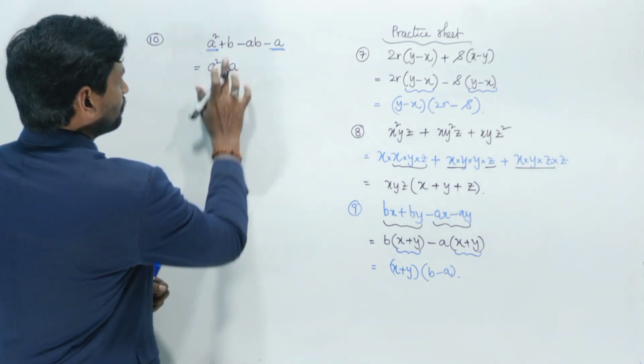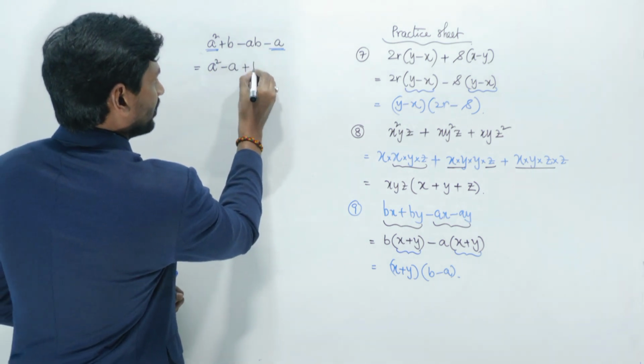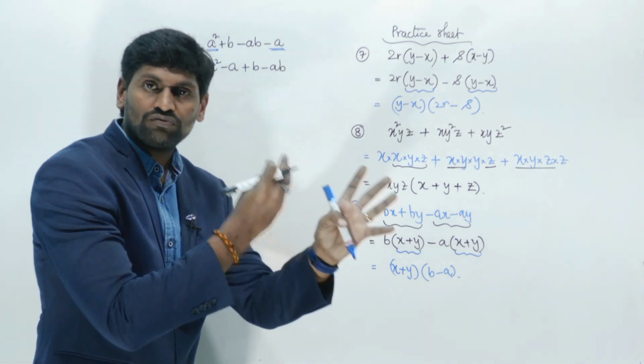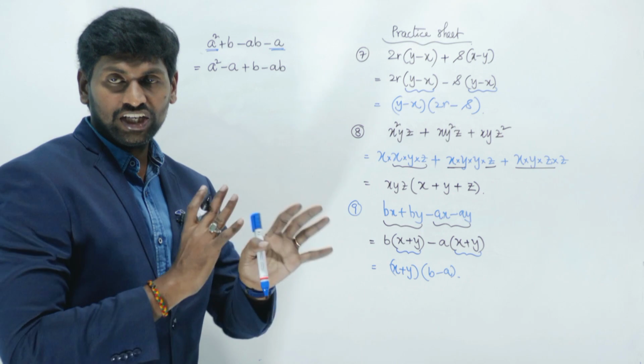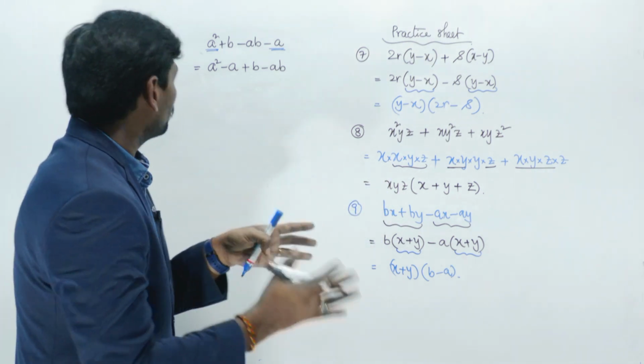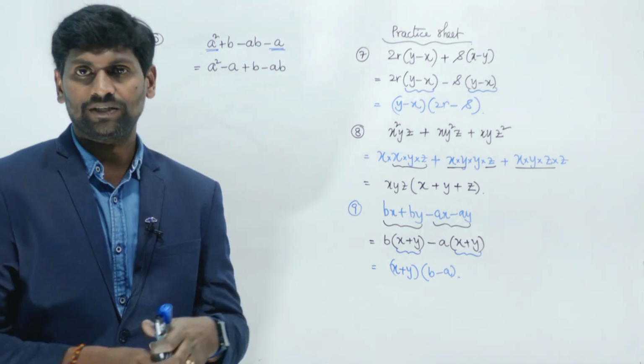And what are the remaining two terms? Plus b minus ab. I just changed the position of the terms. I didn't do anything else. Only the positions I have changed, to identify the common factors between them.